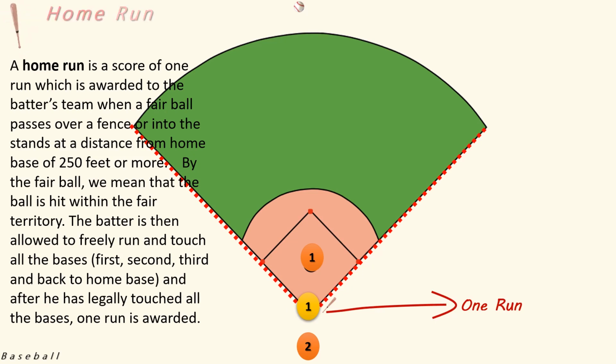You can compare it to a sixer in cricket, but the difference is that in cricket, the batsman does not have to run 6 times across the pitch to get 6 runs. As soon as the ball flies over the boundary, the 6 runs are credited to the batsman.